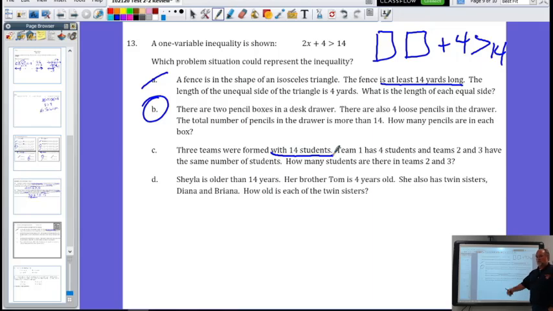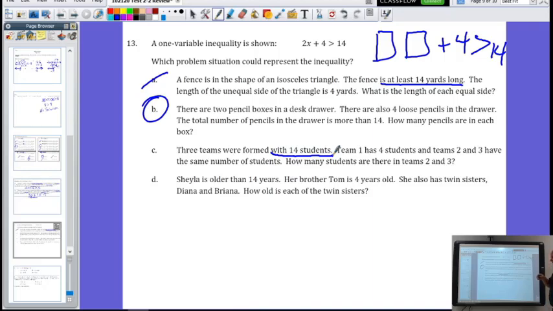So that's going to be a equals 14. D. Sheila is older than 14 years. Her brother Tom is 4 years old. She also has twin sisters, Diana and Brianna. How old is each of the twin sisters?